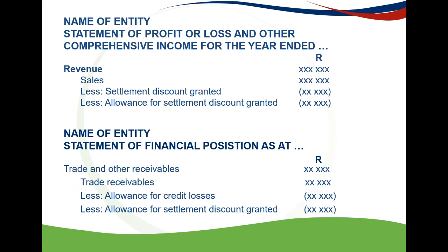So to show our sales for the financial year, it will be our sales that actually took place, less the settlement discount granted, less our allowance for settlement discount granted. And on the statement of financial position, previously we called it the balance sheet, and the statement of profit or loss and other comprehensive income that we call the income statement.